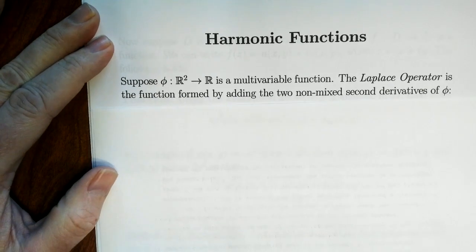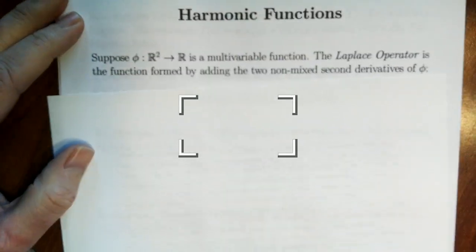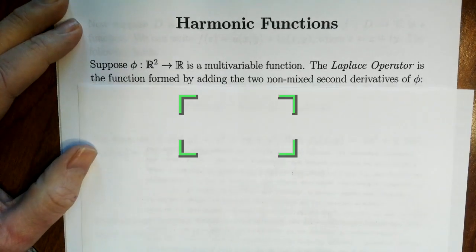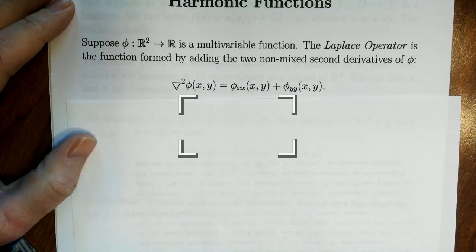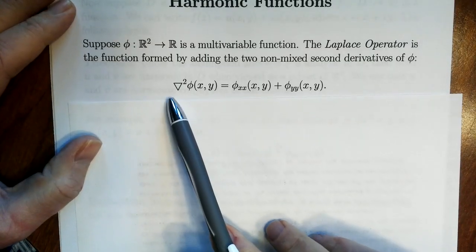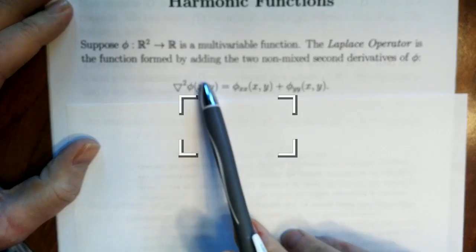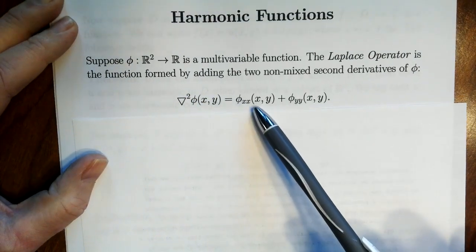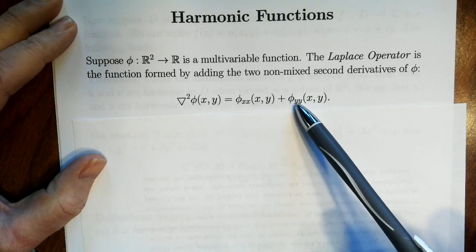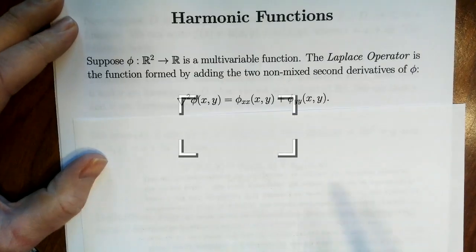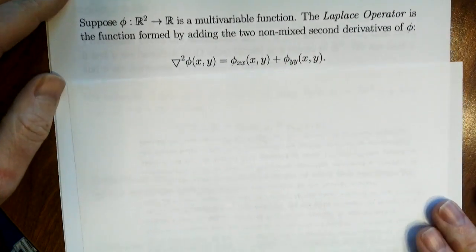The Laplace operator on a function is defined by adding together the two non-mixed partial second derivatives. In particular, we use this notation, this fancy upside down triangle. The Laplacian is defined by taking the second partial of phi with respect to x, the second partial of phi with respect to y, and adding the two quantities together.